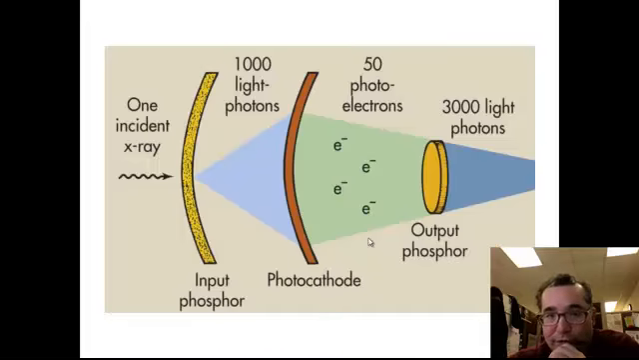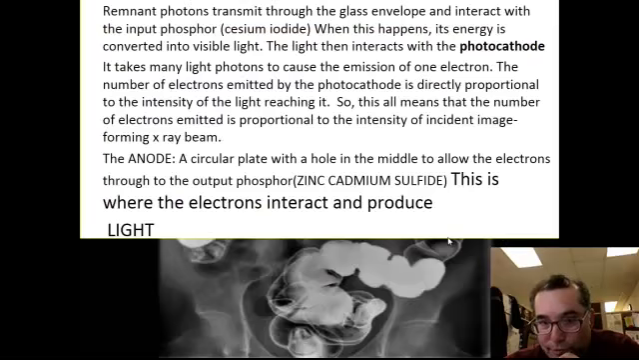So if you go back for a second, it seems like we go up, down, and up, and that's exactly what's happening. So it doesn't take a lot of X-rays to produce a lot of light photons originally, but notice we go from 1,000 light photons to just 50 or so what's known as photoelectrons. Right, so it takes a lot of light photons to create an electron. But then at the output phosphor again, we produce about 3,000 light photons.